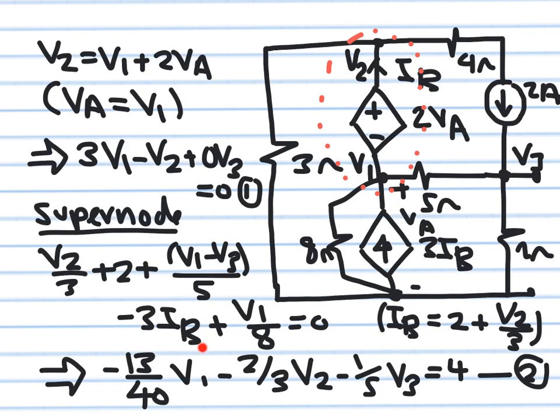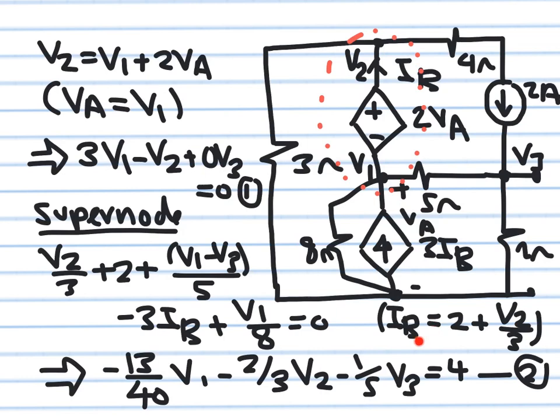Of course, I cannot leave it that way because I have IB, and I have to get rid of IB. This is IB. IB, as you can see, is equal to 2 plus V2 over 3. You have to write IB in terms of your unknowns, and your unknowns here are the nodal voltages. So this current is flowing in, and according to KCL, the current flowing in is equal to the sum of the two currents flowing out. So IB is equal to 2 plus V2 over 3. This is what I did here.